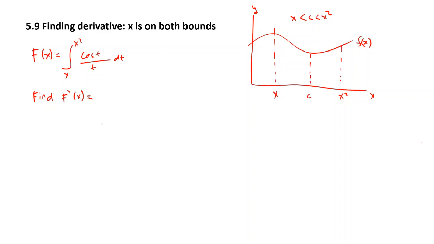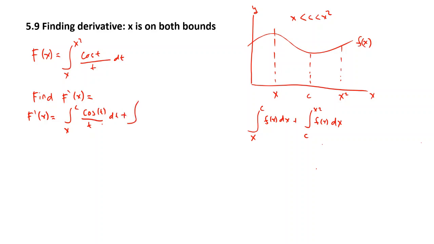In this case, I can define the area from x to x squared as the integral from x to c of f(x) dx plus the integral from c to x squared of f(x) dx. So I can use this definition to solve the problem given earlier. Then f prime of x equals the derivative of the integral from x to c of cos t over t dt plus the integral from c to x squared of cos t over t dt.